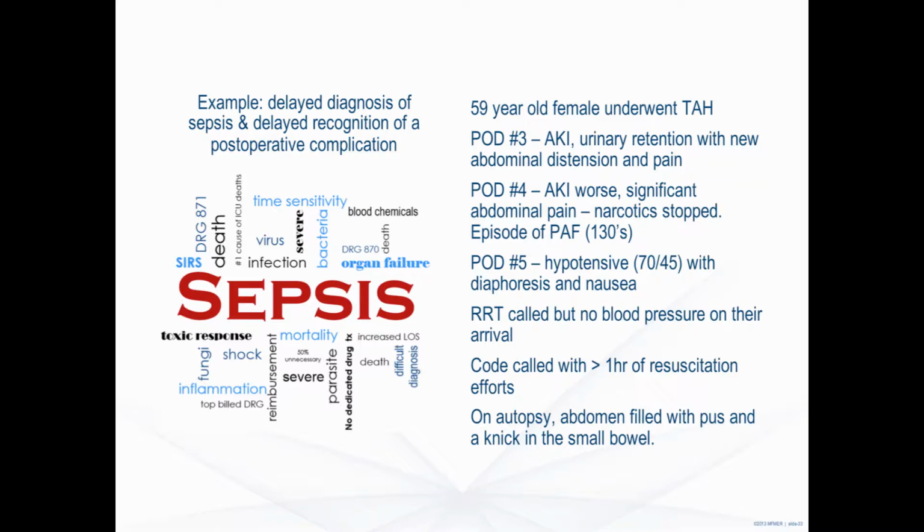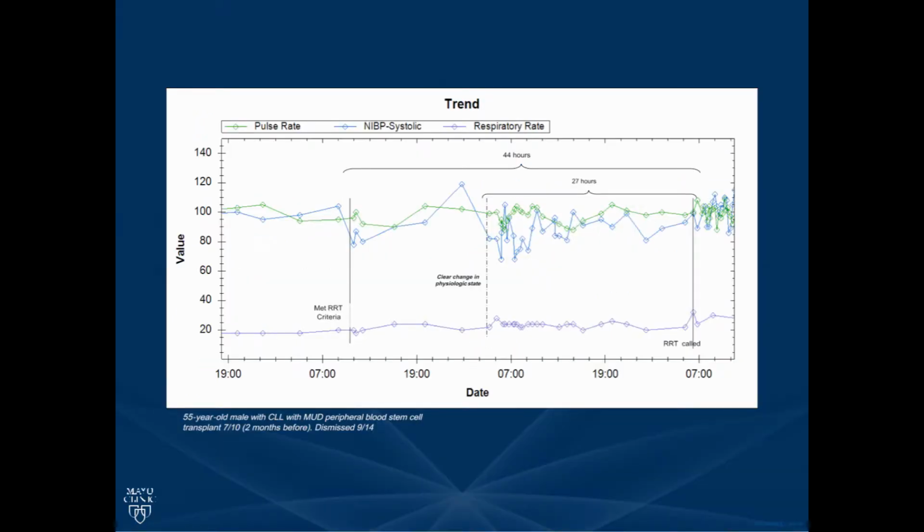And this is a case of a 59-year-old female who underwent an elective total abdominal hysterectomy. She had 3 days of a worsening acute kidney injury, ileus, abdominal pain, eventually developed paroxysmal atrial fibrillation, and ultimately became hypotensive. We did not call her RRT for 3 consecutive days when she met our RRT criteria that whole time. We did not start IV fluids or IV antibiotics. And when she finally died and had her autopsy, we identified that she had a nick in her small bowel and had a belly full of pus. So we had missed that surgical complication as well.